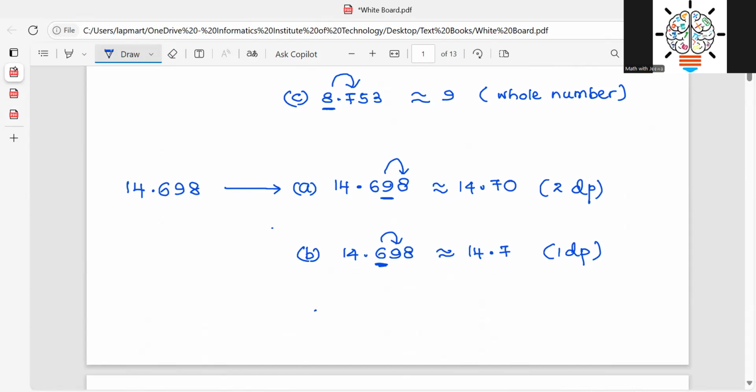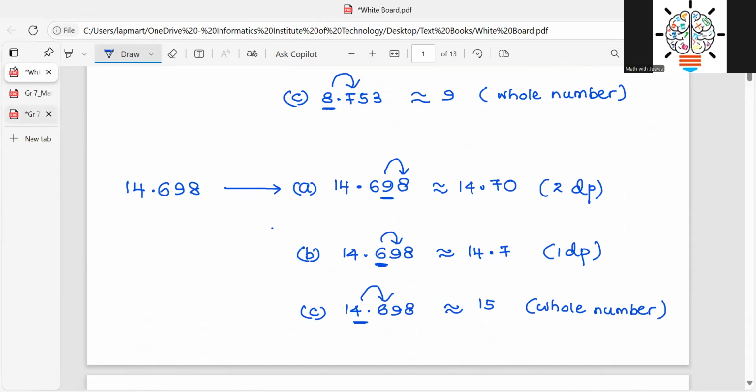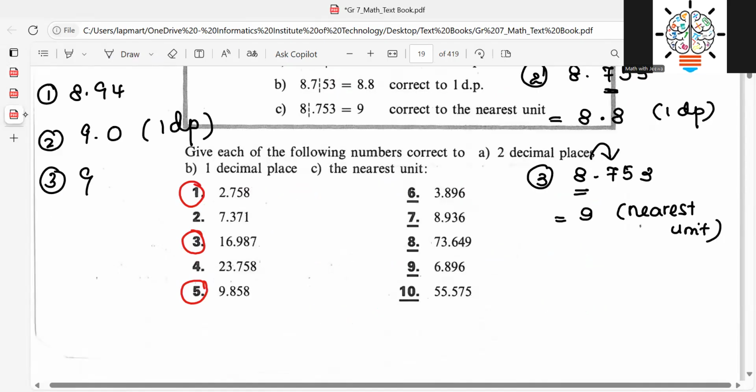So then you get the C1, then the 14.698, and this is the underlying number. Look at the next one. So that becomes 15, and we write that to the nearest whole number or the units, right? Sometimes they repeat this as the units or the nearest whole number. Okay, children. So then that is all about the decimal approximation.